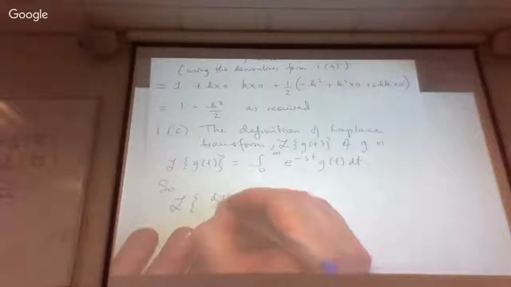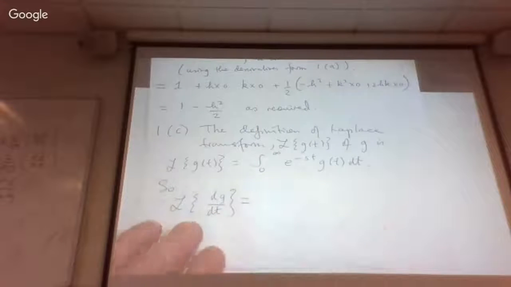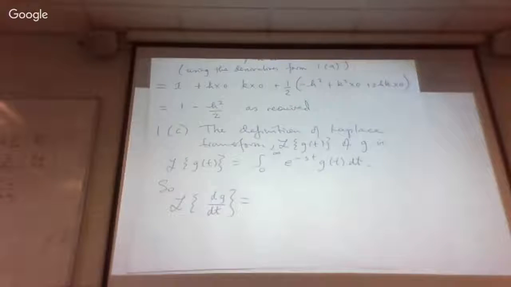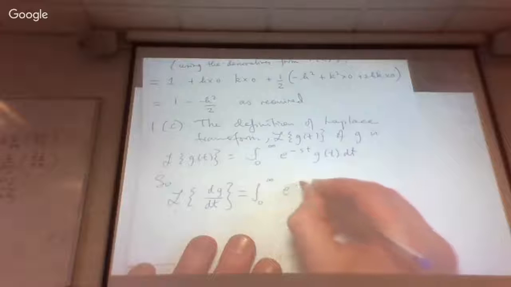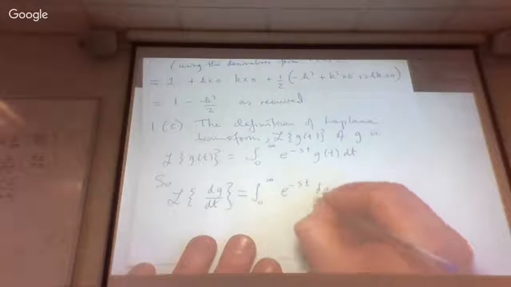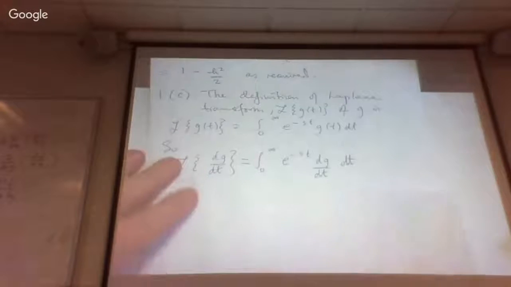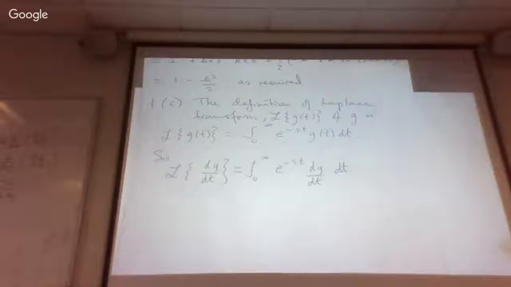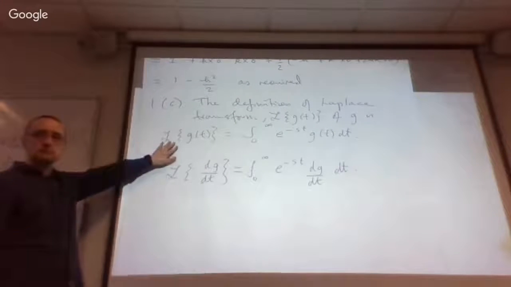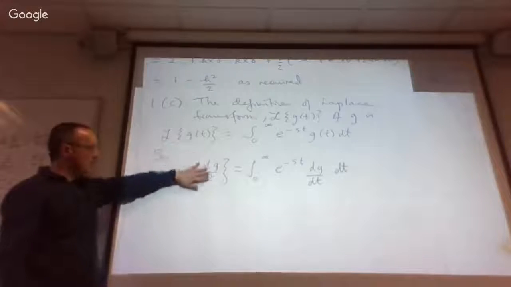So that's the definition. The property we're required to prove is what the Laplace transform of the derivative of g with respect to t is going to look like. Well, you just apply the definition. We're integrating the exponential e to the minus st, multiplied by the derivative dg/dt, dt. So there hasn't really been any thinking yet, apart from just knowing the definition of the Laplace transform. We've just applied it here.